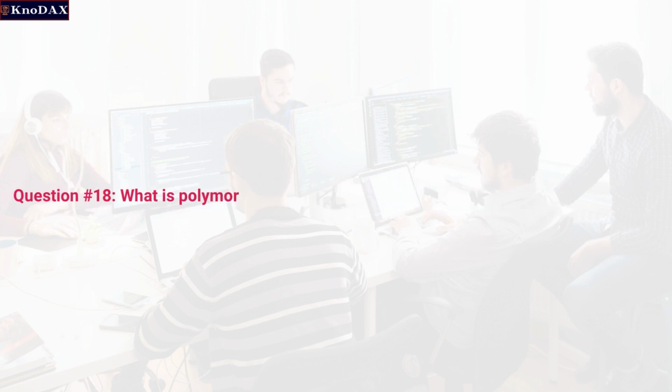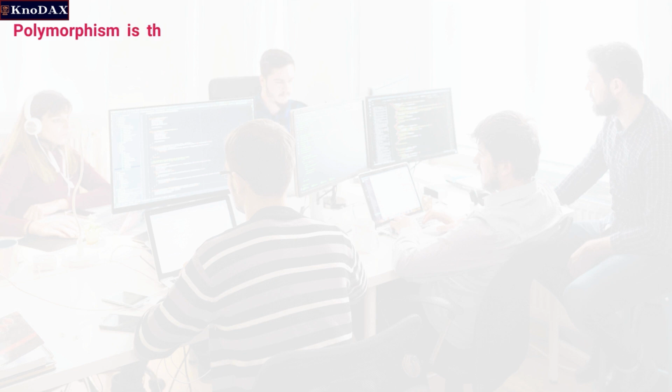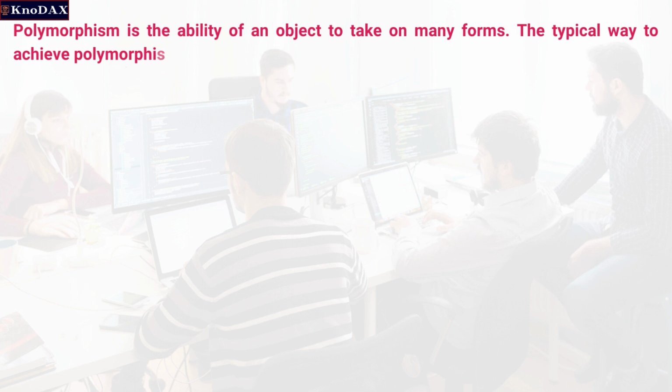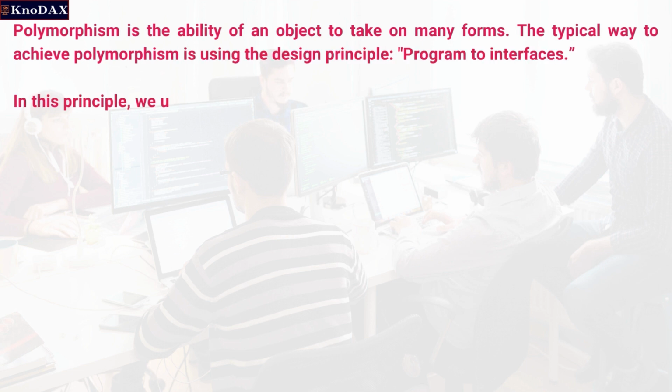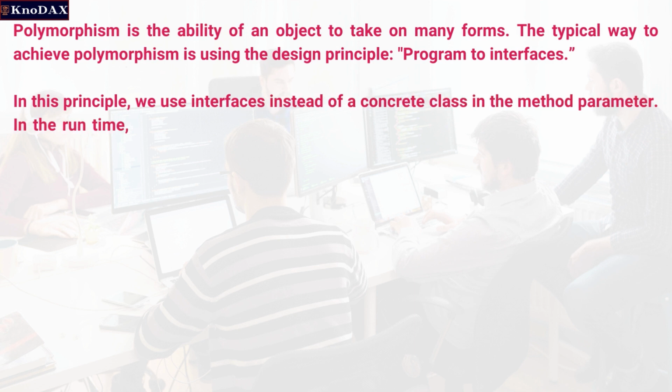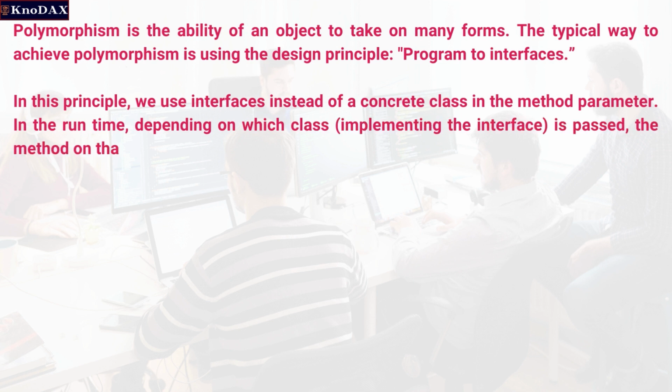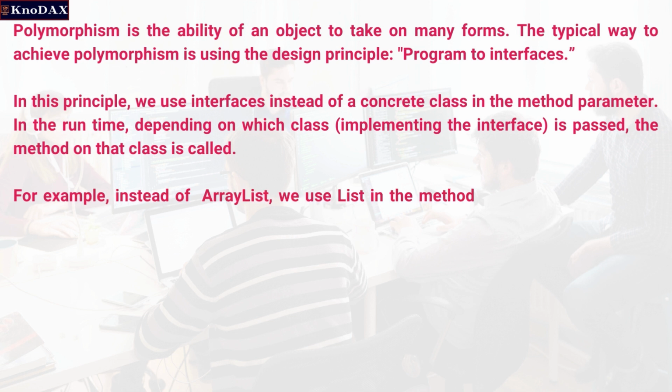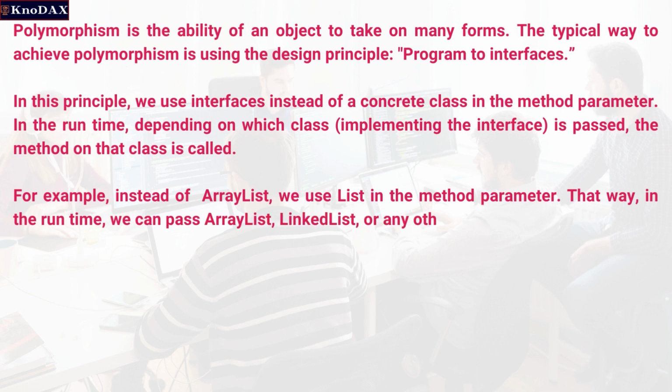What is polymorphism? Polymorphism is the ability of an object to take on many forms. The typical way to achieve polymorphism is by using the program to interfaces design principle. In this design principle, we use interfaces instead of concrete classes in method parameters. At runtime, depending on which class implementing the interface is passed, the method on that class is called. For example, instead of ArrayList, we can use the List interface as a method parameter. That way, at runtime, we can pass ArrayList, LinkedList, or any other class implementing the List interface.